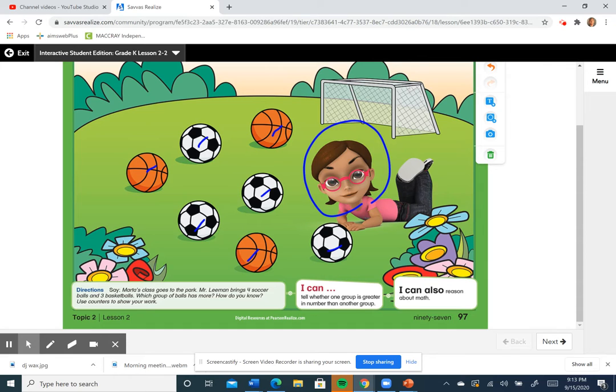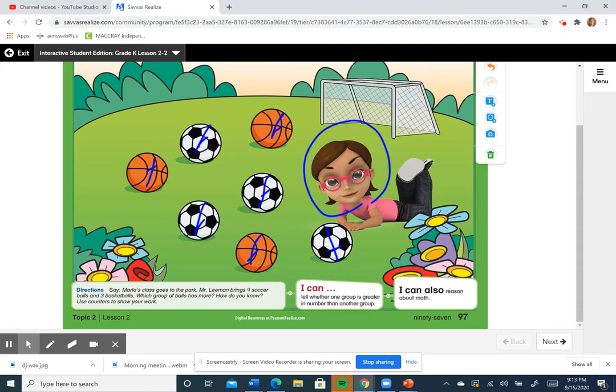We have 3 basketballs again. 1, 2, 3. And we have 4 soccer balls. 1, 2, 3, 4. Okay, which one is greater? What is there more of? Is there more soccer balls or is there more basketballs?